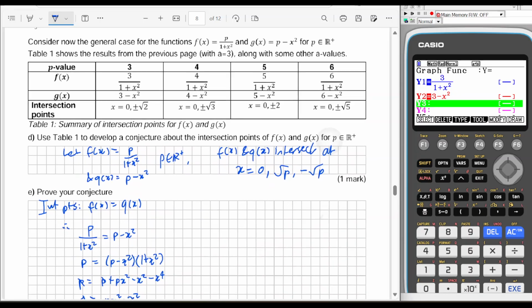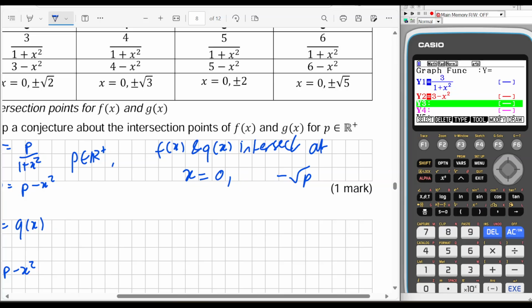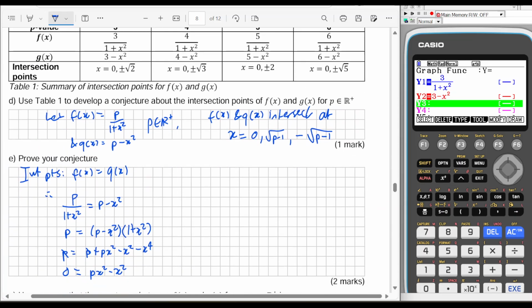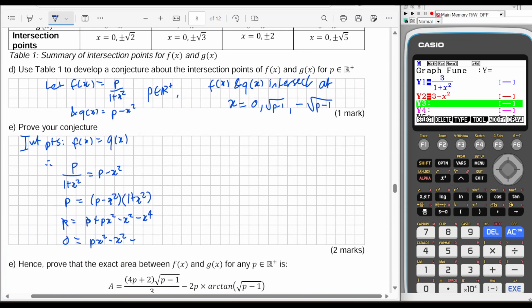Oh, that is my bad. The conjecture should be root of p take 1. I just remembered that. It's always 1 less. So 5 is 4, 6 is 5, 4 is 3. My apologies. Anyway, take x to the 4. And 0 would be, so this is p take 1 with the x squared, take x to the 4.